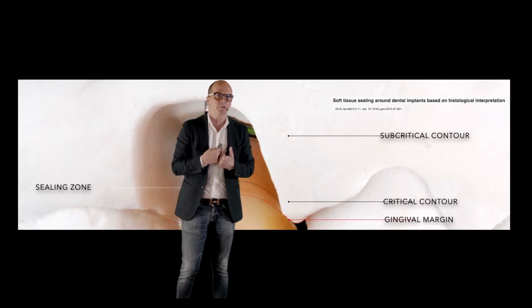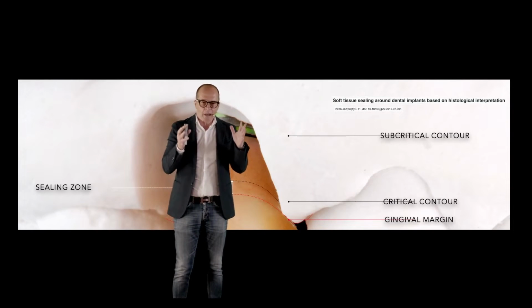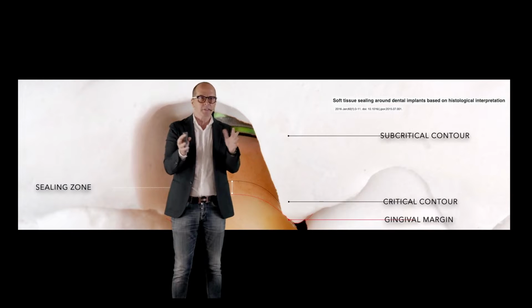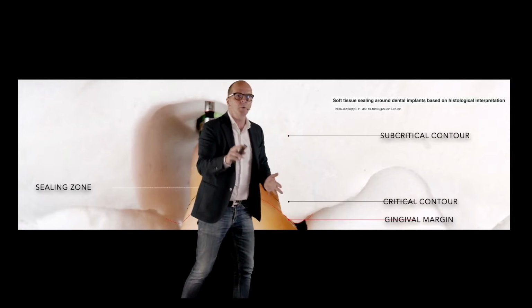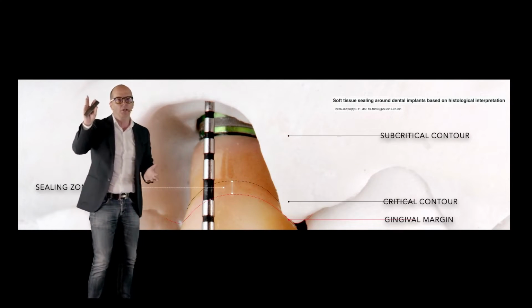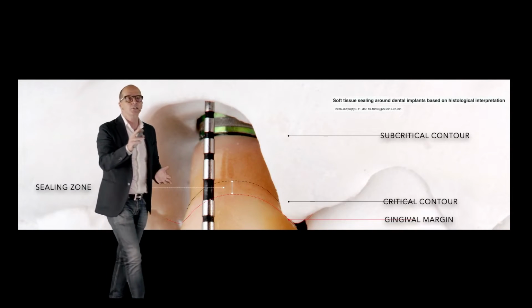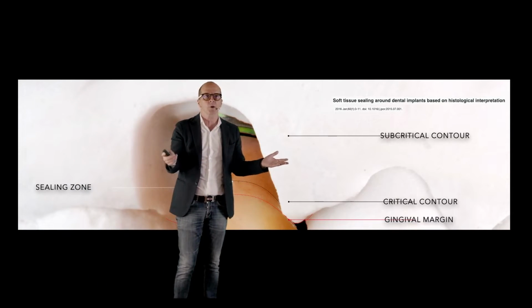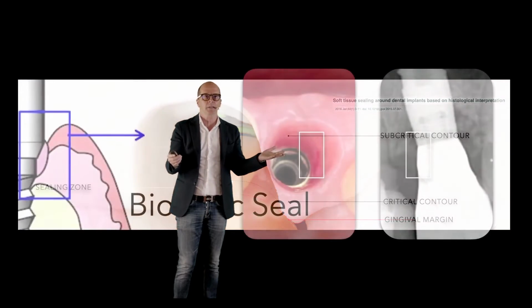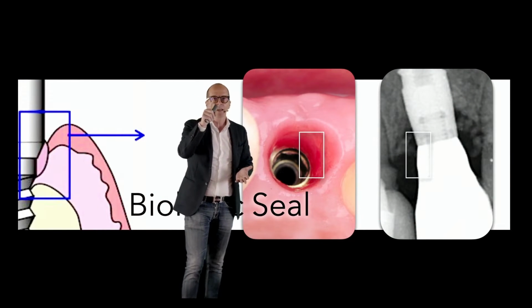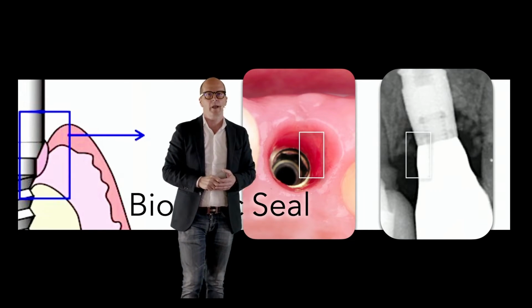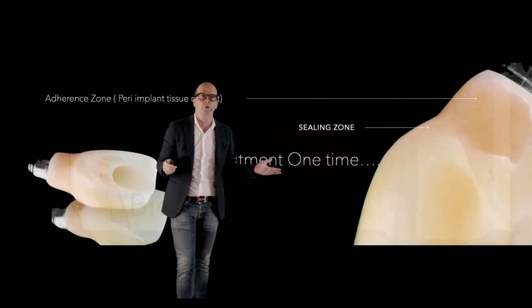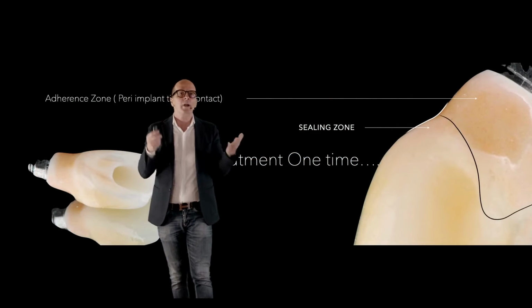I was born as a prosthodontist, but then I found that placing implants was very easy, so I decided more than 15 years ago to place implants. And now with the Prama, it's too easy for me. I don't have to deal with the subcritical contour, the critical contour, the sealing zone anymore. What is the sealing zone? I don't need to think like that anymore, because to me the sealing zone is apical to the implant abutment connection. It's the biological seal. And I feel much more confident like this. So, one abutment, one time.